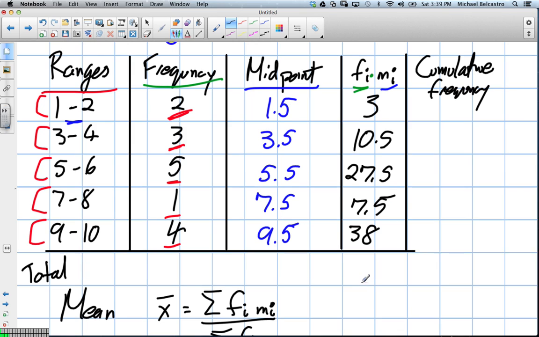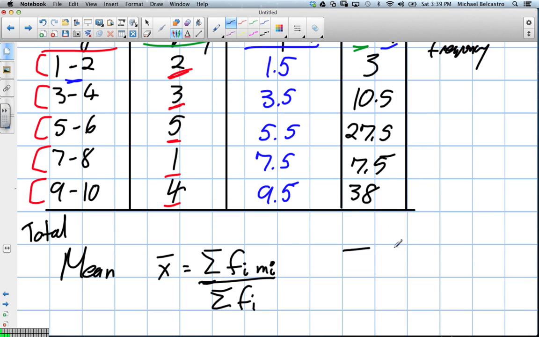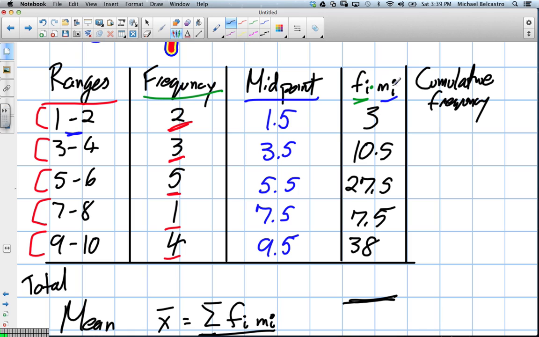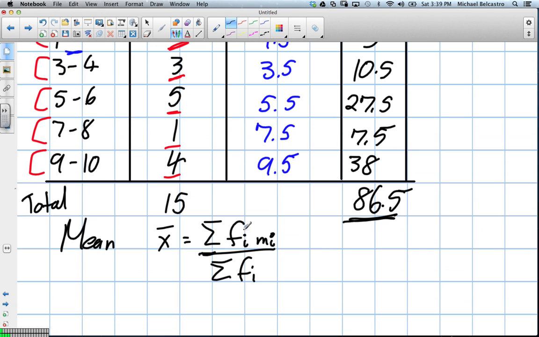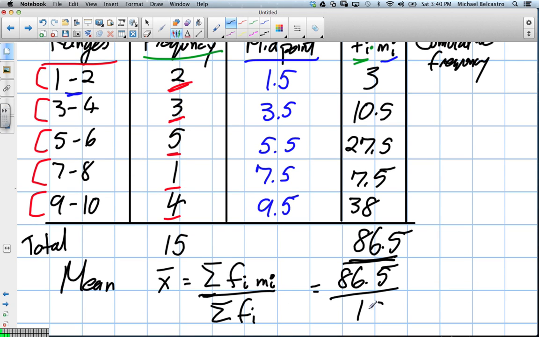Okay. Now, because this says the sum of, we need to find the total. In other words, we need to add all of these values up. We also have to find the total of the frequency. So I'm going to get you to total these numbers, and I'll total the frequencies here. It turns out the frequency has a total of 15, or 15 people in that. 86.5 is the sum of all of those. So the sum of our frequency times our midpoints is 86.5, and the sum of our frequency, let me double check again, 5, 10, 15, yeah, is 15.